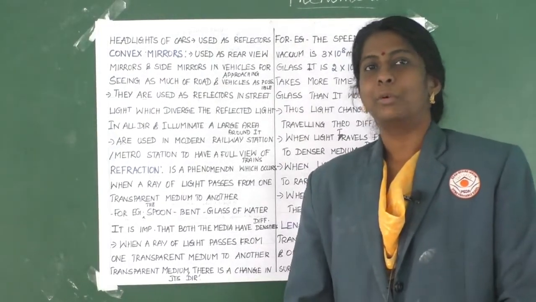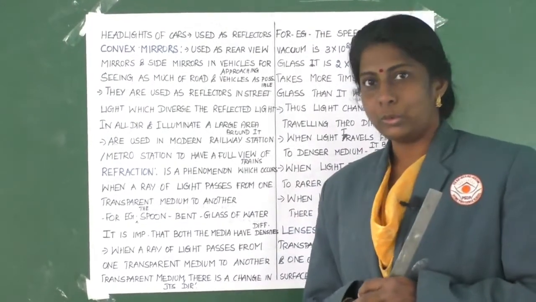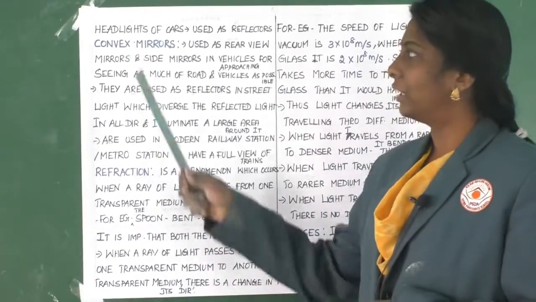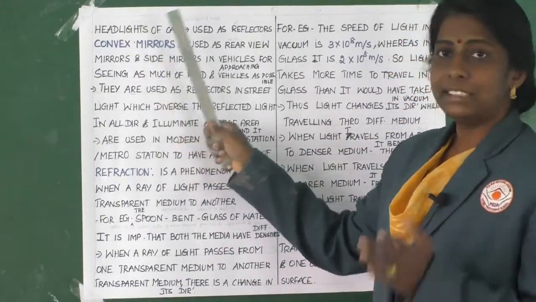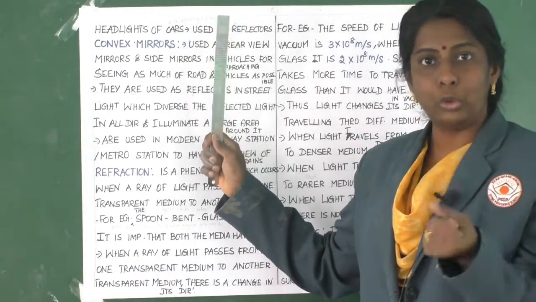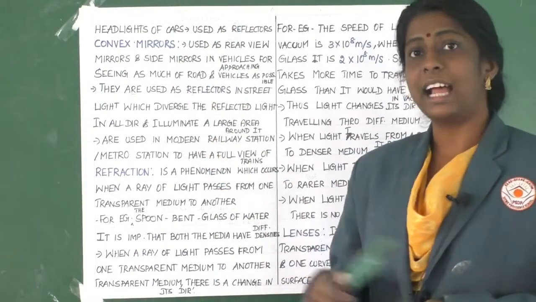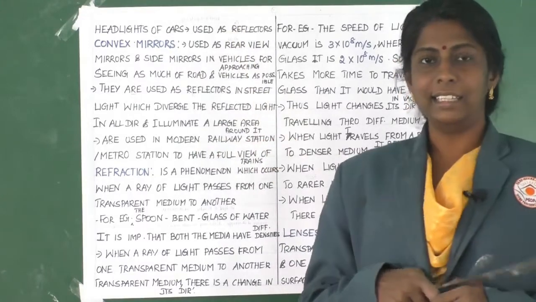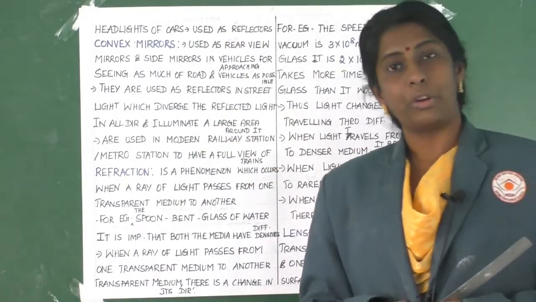Now, let us learn about one more point about the uses of concave mirror. They are also used in headlights of cars and in flashlight and in torch. They are used as reflectors. Clear?